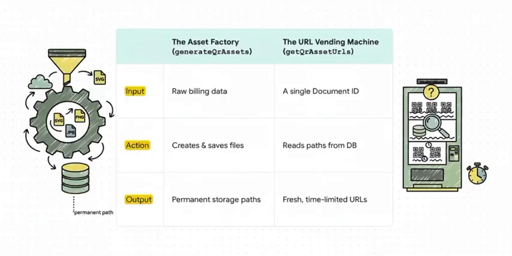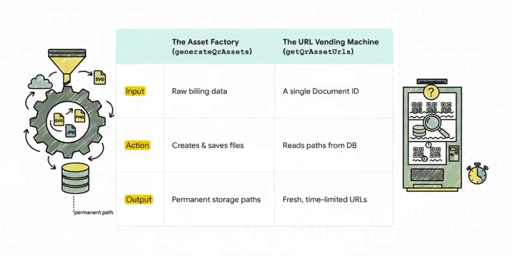Okay, now check this out, because this slide really shows the clean separation. On one side, you've got the asset factory. This thing takes in all the messy, sensitive data, the IBAN, the amount, all of it. It does the heavy lifting. It validates the data, renders the SVG, converts it to other formats, and then squirrels everything away in secure storage. Its only output? A simple database record with the permanent paths to those files. Then you've got the URL vending machine. So much simpler. It just takes an ID, looks up those paths, and spits out brand new, secure, time-limited URLs right on the spot.